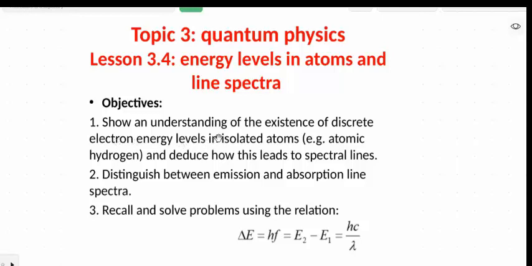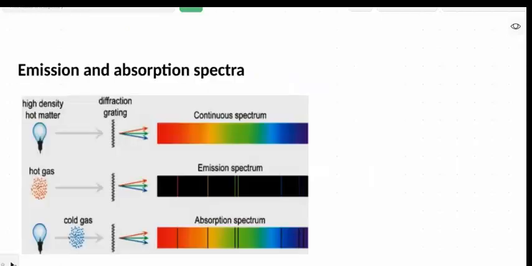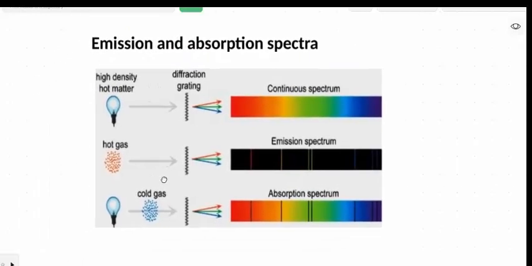Number 1, show an understanding of the existence of discrete electron energy levels in isolated atoms, like the hydrogen atom, and deduce how this leads to spectral lines. Number 2, distinguish between the emission and absorption spectra. Number 3, recall and solve problems using the relation ΔE = hf = E2 − E1 = hc/λ. Let me start together with this new lesson.